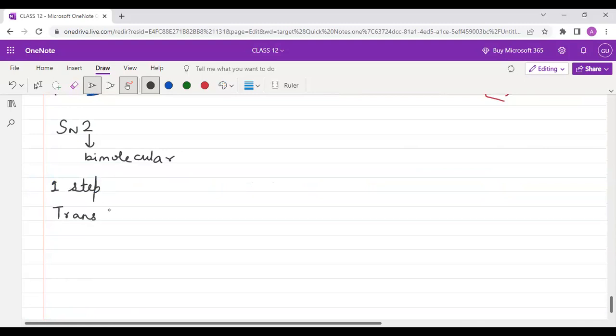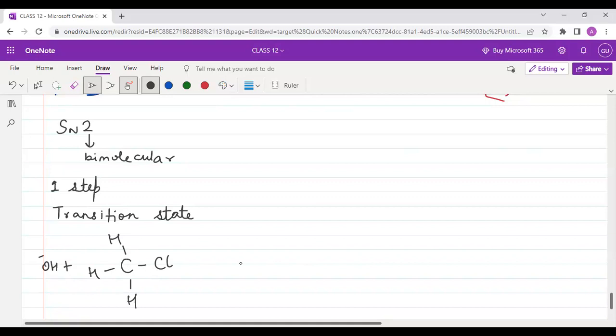Do you know what a transition state is? We'll just take an example. Suppose we have CH3Cl, and this nucleophile is OH minus, the hydroxide ion. This is your substrate and this one is your nucleophile. Now this hydroxide ion can attack from the front side as well as the back side.